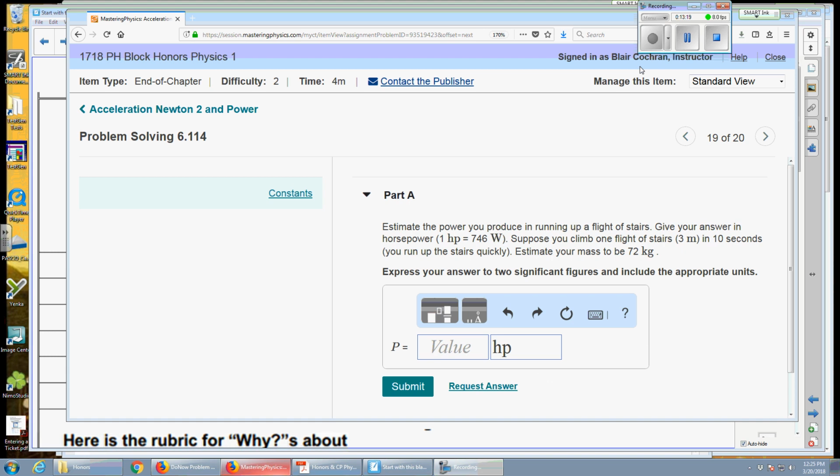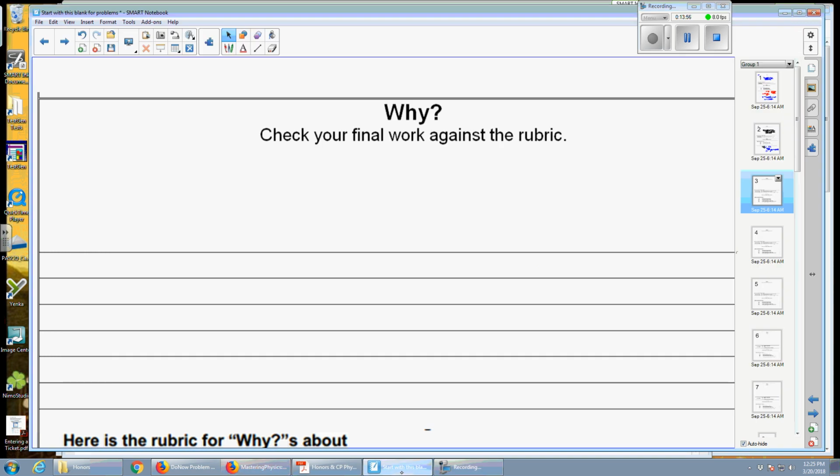All right, number 19. Power up a flight of stairs. Review of that lab that we did, except now they want your answer in horsepower. So you climb up a flight of stairs in 10 seconds. Your mass is 72 kilograms. We assume that you do this on Earth. So what type of energy do you gain by going up the stairs? What type of potential? Gravitational potential. So I would put that in your Y.